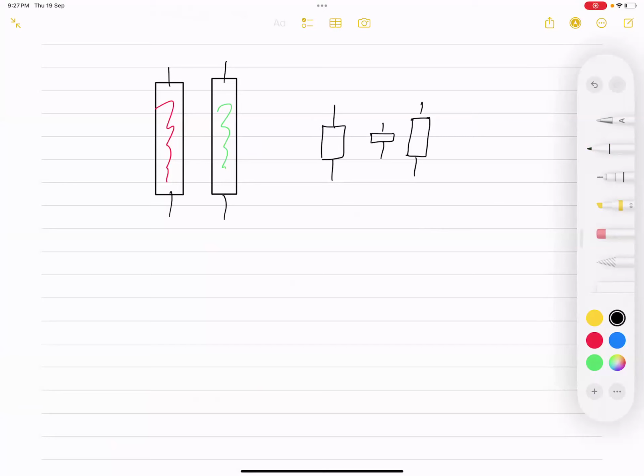Now let's talk about the single candlestick pattern. There can be different types of single candlestick patterns. What do you exactly mean by single candlestick pattern? Can anybody tell me? Can you repeat? What do you mean by single candlestick pattern? Is it related to bullish and bearish?